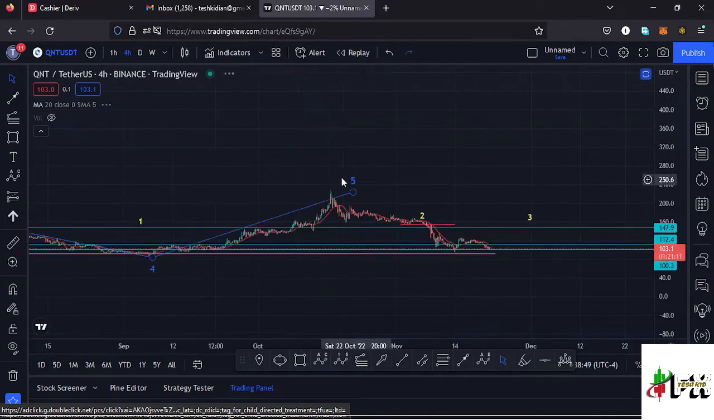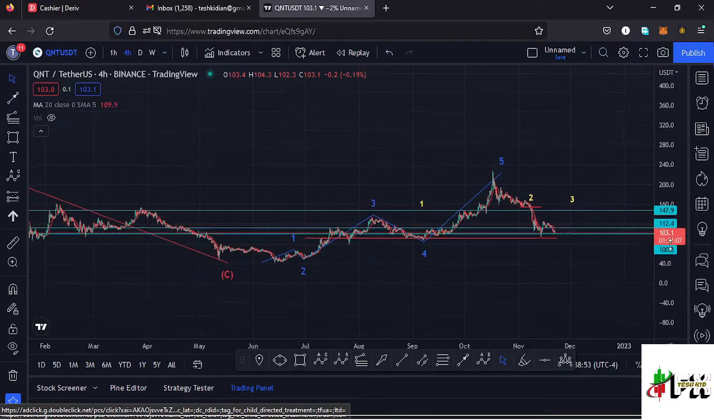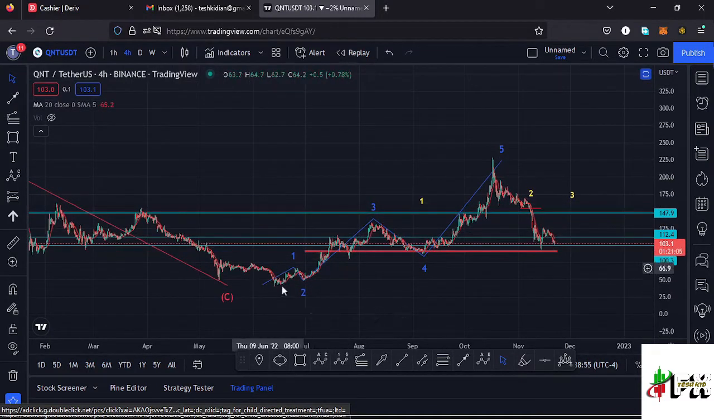Jumping to the 4-hour chart so that you can see those Elliott wave structures that we have here on the Quant chart, you can see after making our low down there, we saw a very nice bounce to the upper side in the formation of a wave 1, then a wave 2, a wave 3, a wave 4, and then a wave 5, making our peak at around the $229 mark.